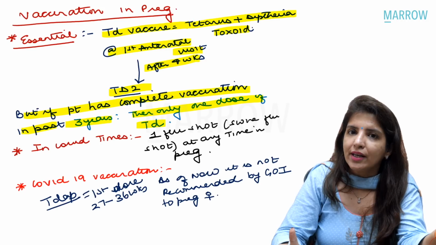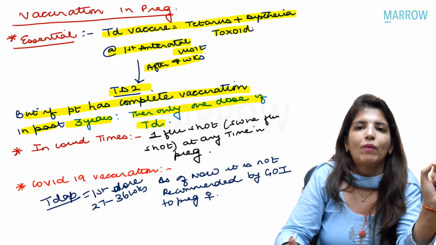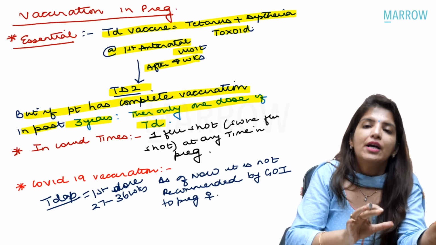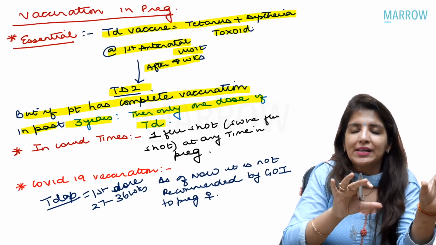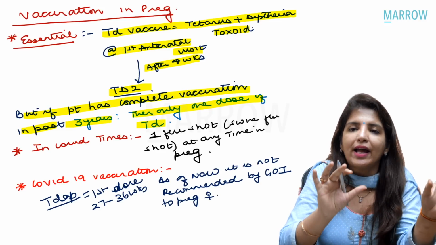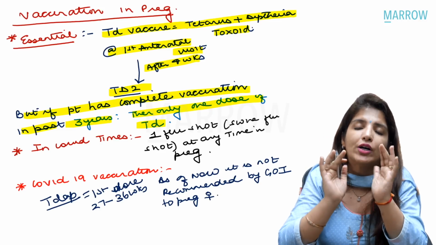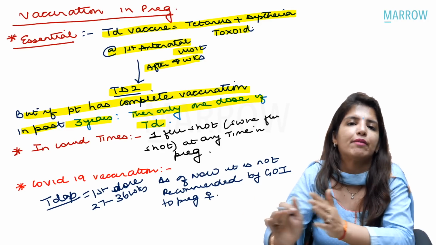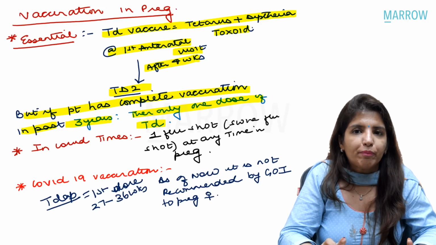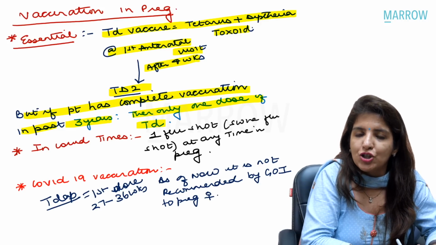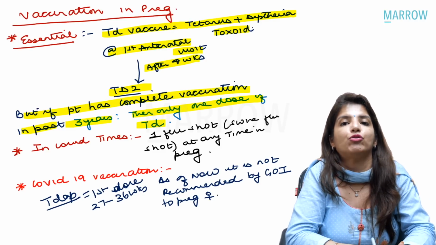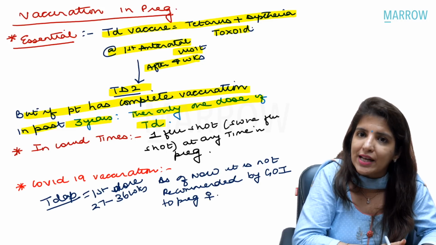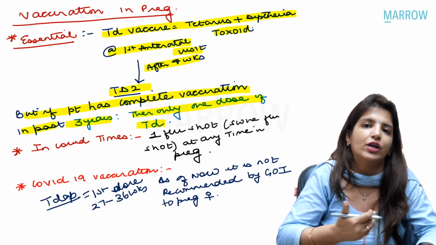The next important thing is that as of now, COVID-19 vaccination is not recommended by the Government of India for pregnant females. But as far as flu vaccine is concerned, it is being said that to all pregnant females, a shot of flu vaccine should be given in the COVID epidemic anytime during pregnancy. So anytime during pregnancy, I have to give a flu shot to a pregnant female, and I have to give her 2 doses of TD, TD1 and TD2. TD1 has to be given in the first antenatal visit, and after 4 weeks, I have to give her TD2.